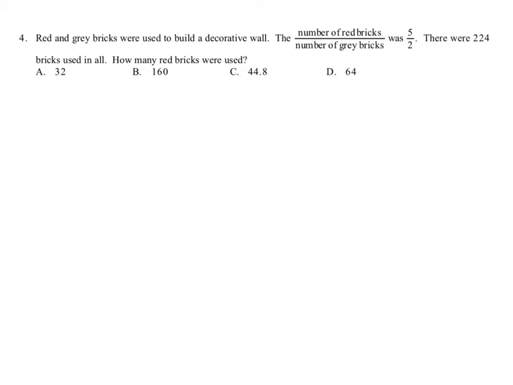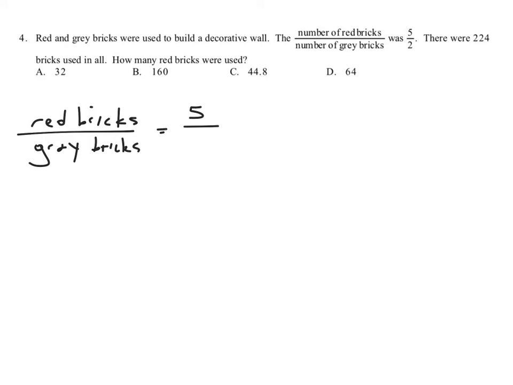Okay, lots of folks had questions about this one. The number of red and gray bricks used to build a decorative wall. The number of red bricks and gray bricks was 5 to 2. So you could say if the number of red bricks was actually 5, and the number of gray bricks was actually 2, that would make that ratio of 5 to 2, but that would only take 7 bricks. There would only be 7 bricks that were used.